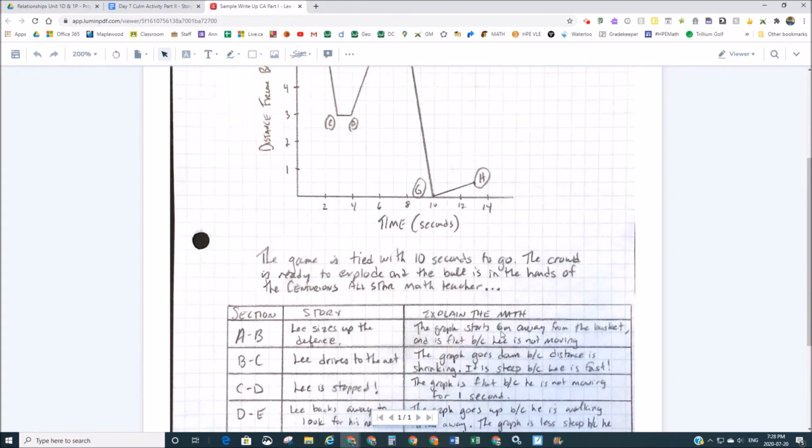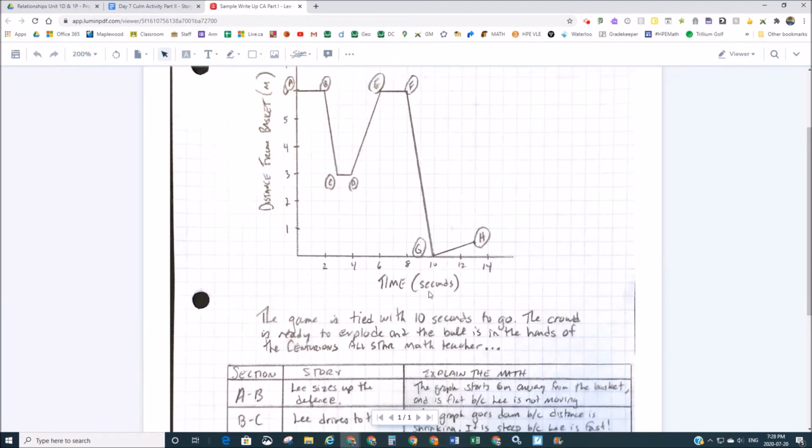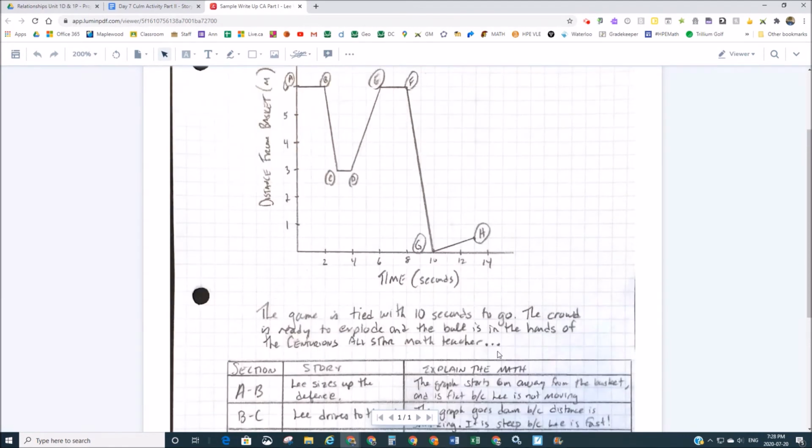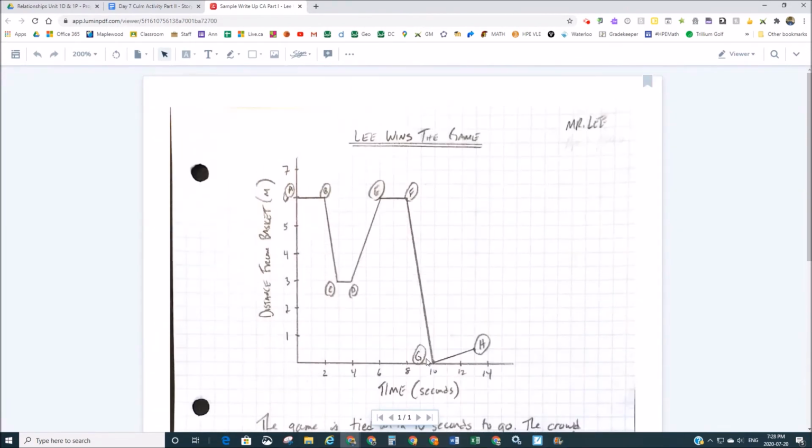And then, of course, I explain the math. So the graph starts 6 meters away from the basket and is flat because I'm not moving. Okay. And then, of course, I drive to the net. So that means the distance from the basket decreases. Okay. And you'll see that I describe that in the graph. And then I go off and do the rest. Now, I haven't finished the whole idea, but you get the idea of what you need to do.